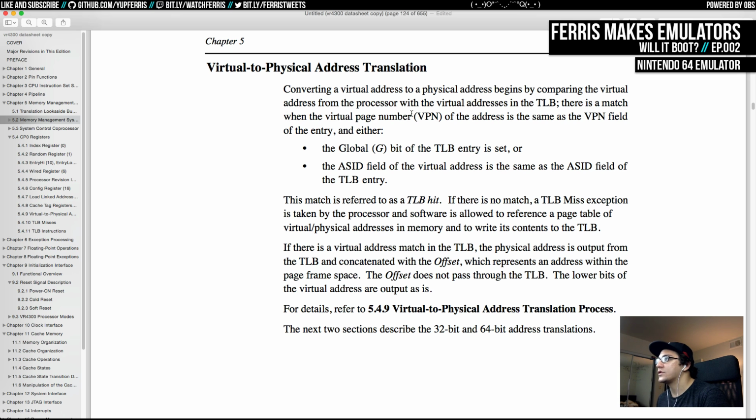There is a match when the virtual page number of the address is the same as the VPN field of the entry, and either the global bit of the TLB entry is set, or the ASID field of the virtual address is the same as the ASID field of the TLB entry. So I guess there's this global bit that overrides how those table entries work. This match is referred to as a TLB hit, which is the second case. If there's no match, a TLB miss exception is taken by the processor, and the software is allowed to reference a page table of virtual/physical addresses in memory and to write its contents to the TLB.